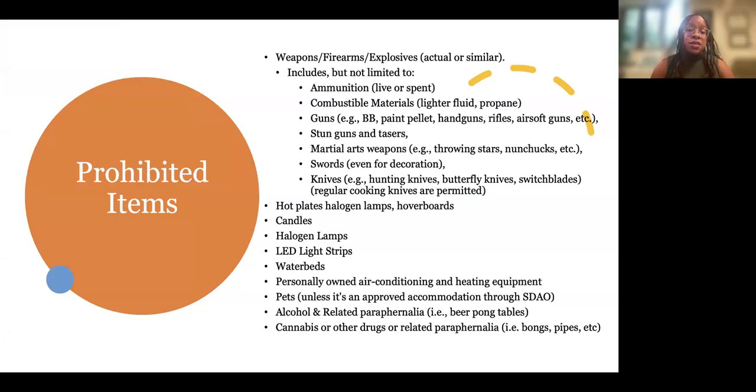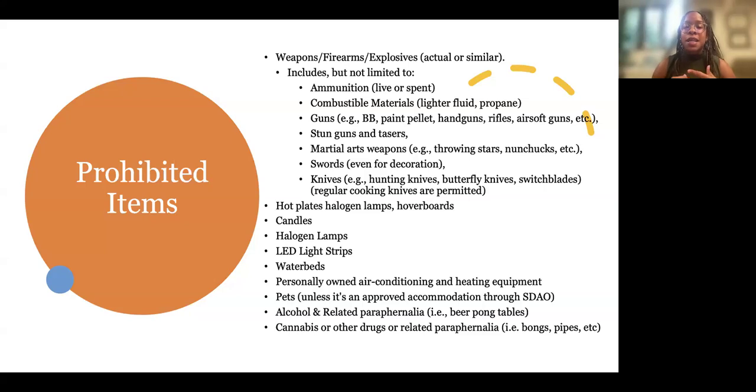So, some prohibited items in the residence hall. I won't go through all of them, but you all can take a picture. That's also on the Duke Community Standards website and on the Housing and Residence Life website, so you can take a look at those. The biggest ones that we see are candles and the LED strip lights.